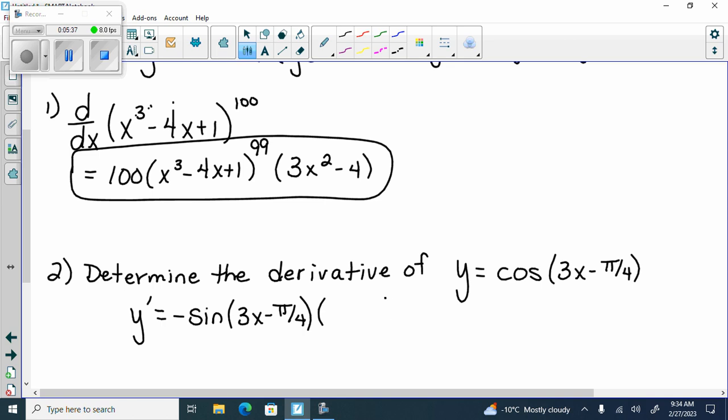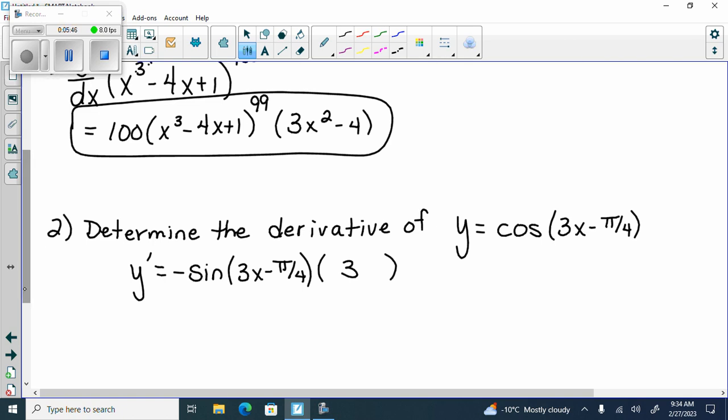So what's the derivative of 3x minus pi over 4? It's just 3. So it's an aggressive bracket. You can leave it like that, or they'll often bring the 3 in front and write it like this.